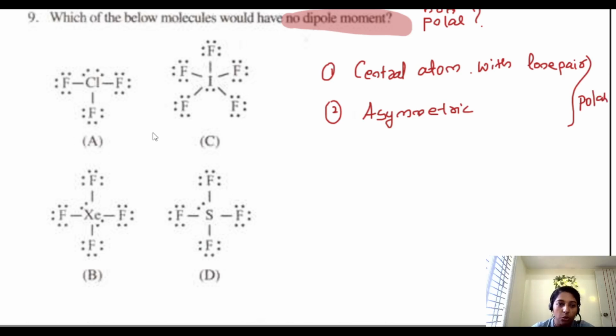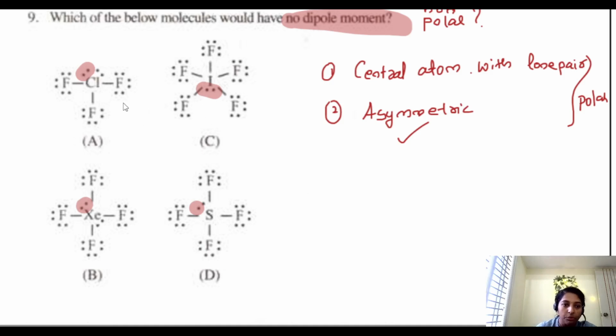Here, every molecule has a lone pair on the central atom, isn't it? See, here lone pairs are there, here lone pairs are there, here it's there. So we can't consider that first criterion, since every molecule has a lone pair, which doesn't mean everything is polar. So let's see the asymmetry. Which one is asymmetric?